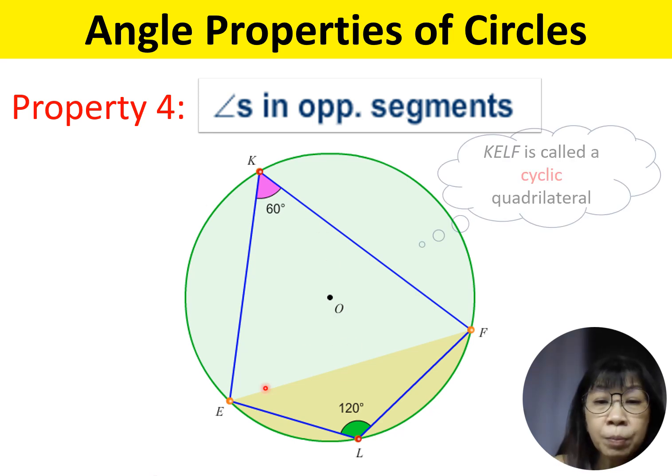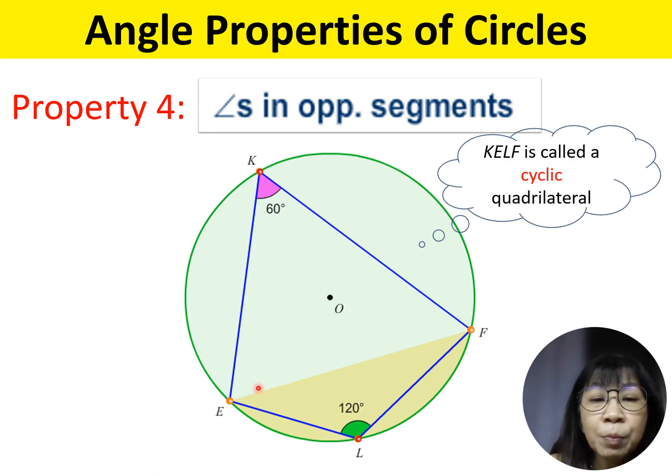To apply this property, it is important that you are able to identify a cyclic quadrilateral. The term cyclic quadrilateral simply means that all 4 points of the quadrilateral, which is over here, L, F, K, E, must be on the circumference of the circle. This is the important definition of a cyclic quadrilateral.